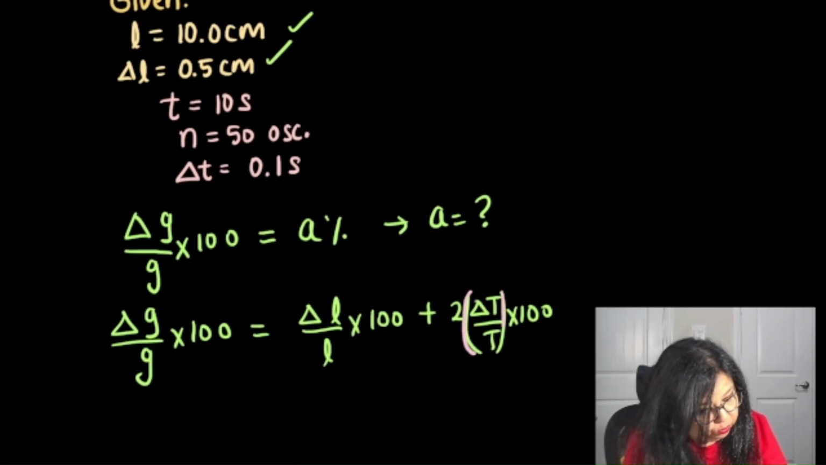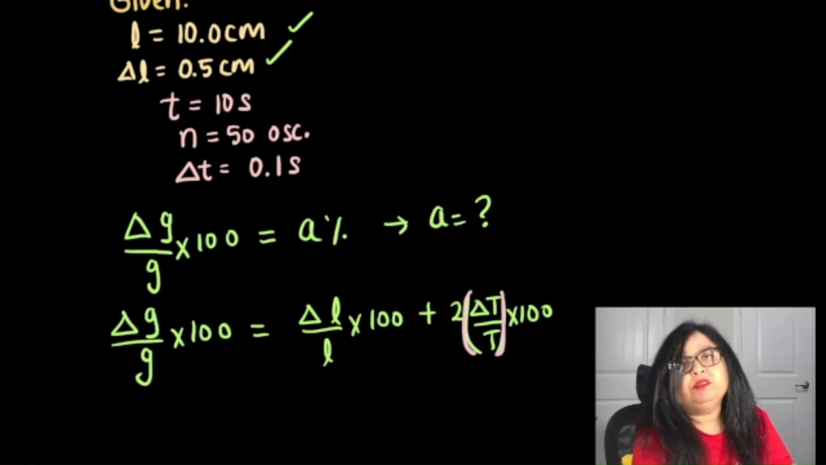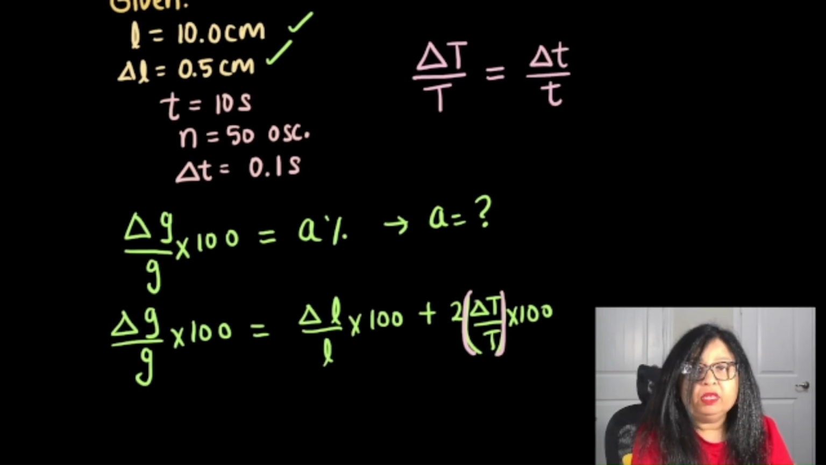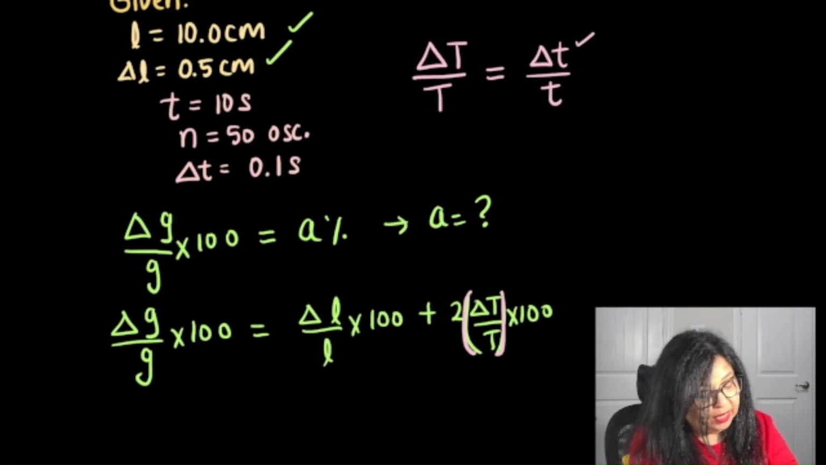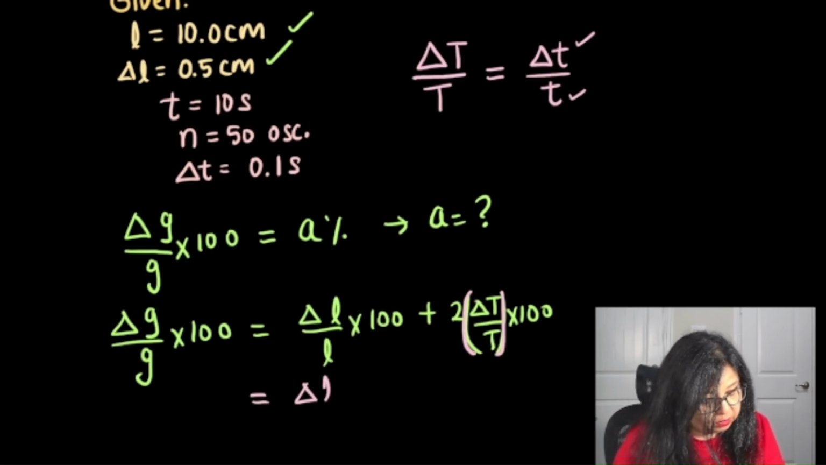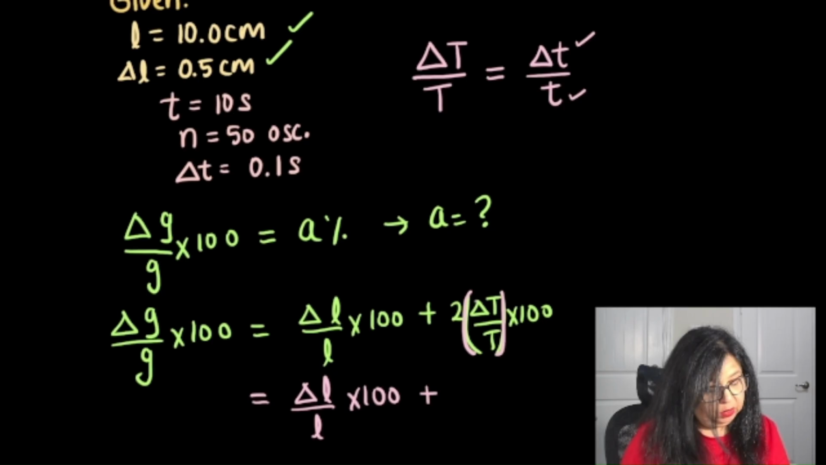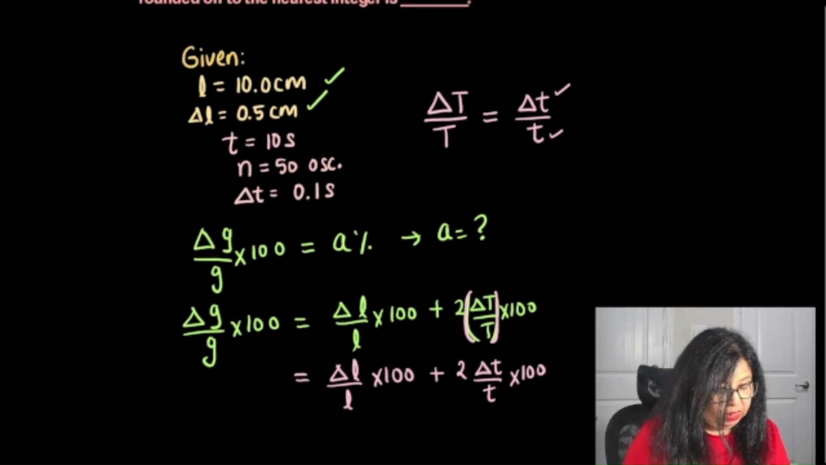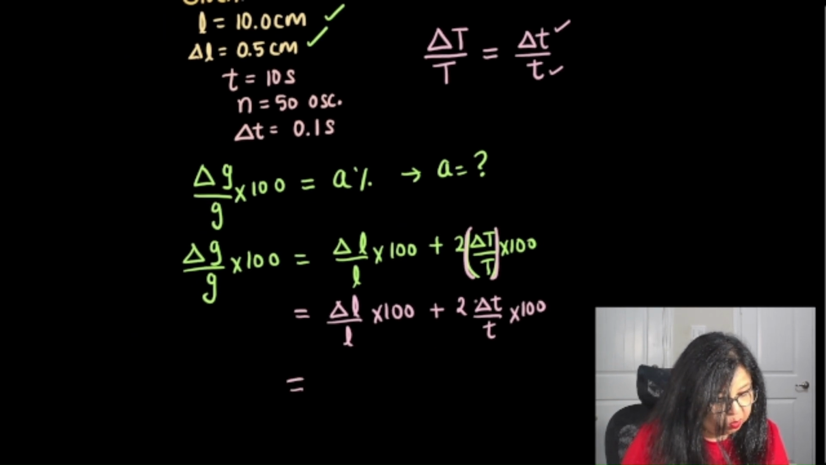Now even though we do not know what delta uppercase T over uppercase T is, we have seen in the previous problems that delta T over T, both uppercase on the left side, this ratio is equal to delta t over t, both lowercase on the right hand side. And we do know the value of delta lowercase t and lowercase t. So what we are going to do is substitute lowercase t's in the right hand side's second term. So that gives us 2 delta t over t, both lowercase, times 100. Now all we need to do is plug in numbers from this point on.